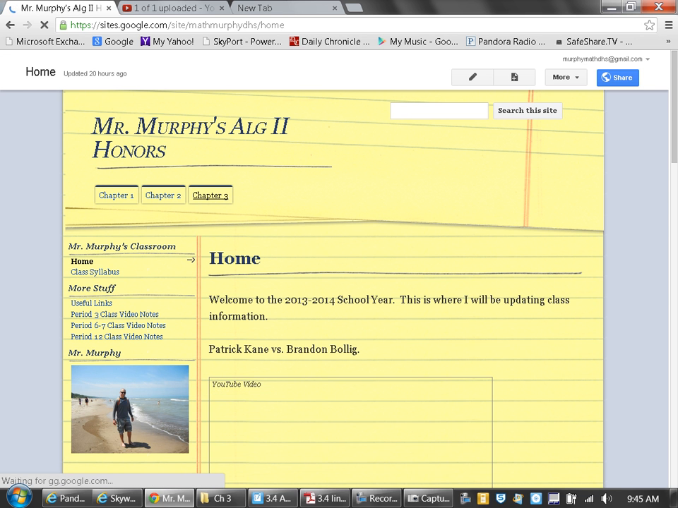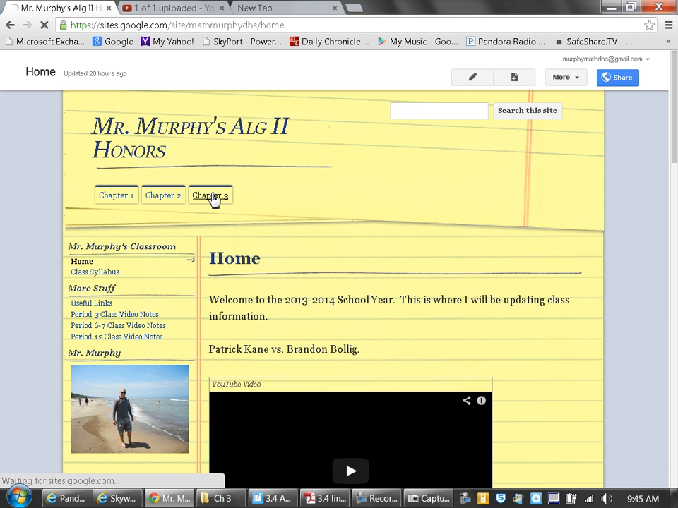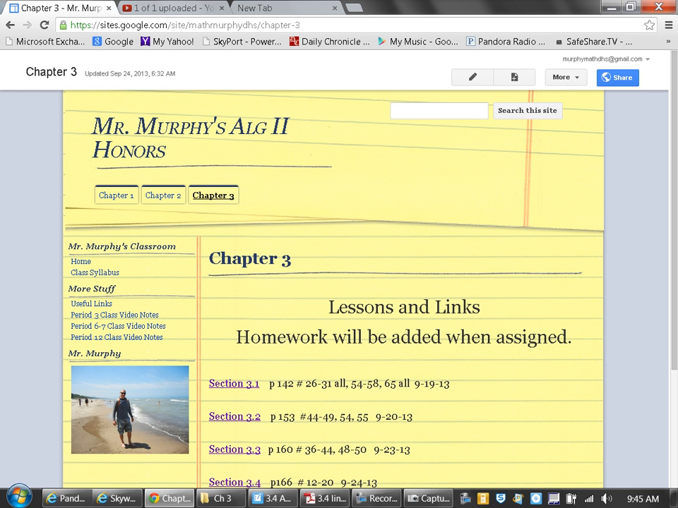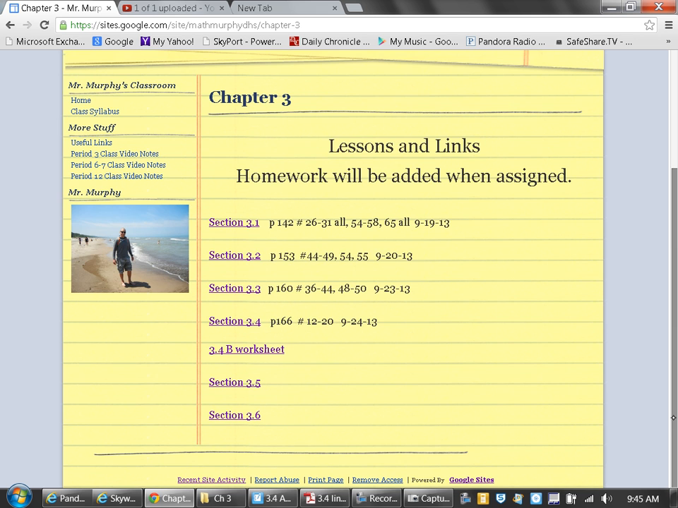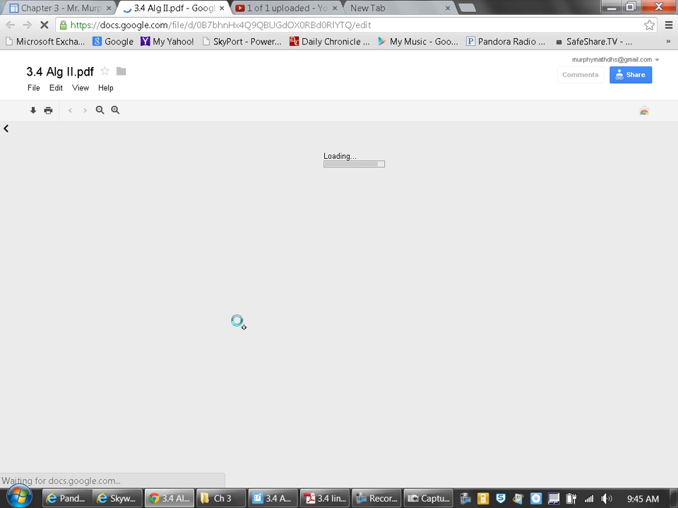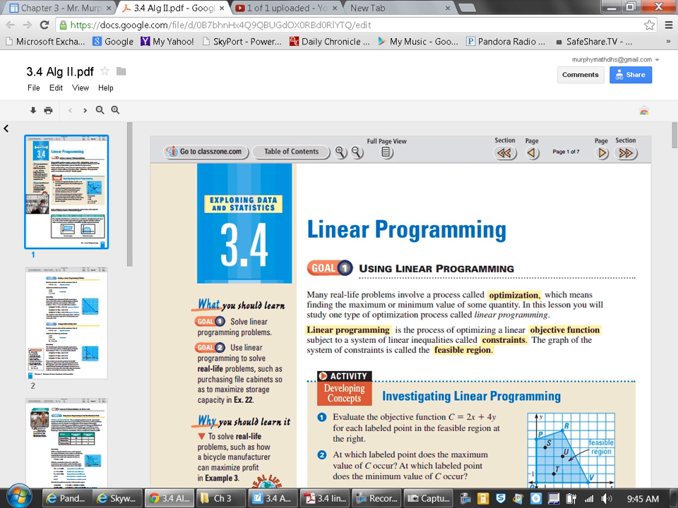In our books, on chapter 3, in section 3.4, I know we've done some of the constraint ones. There's a couple of worksheets. Don't put all those papers in your book. Get a folder.